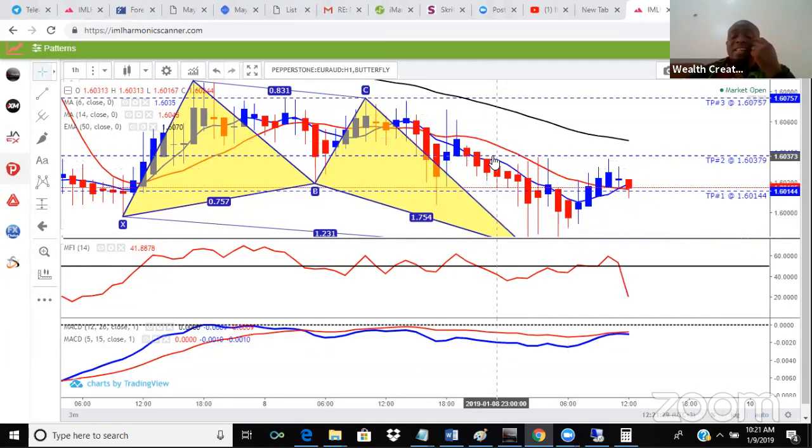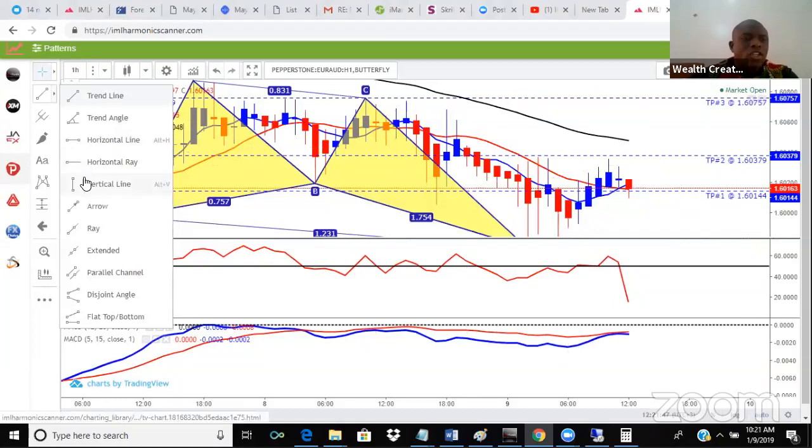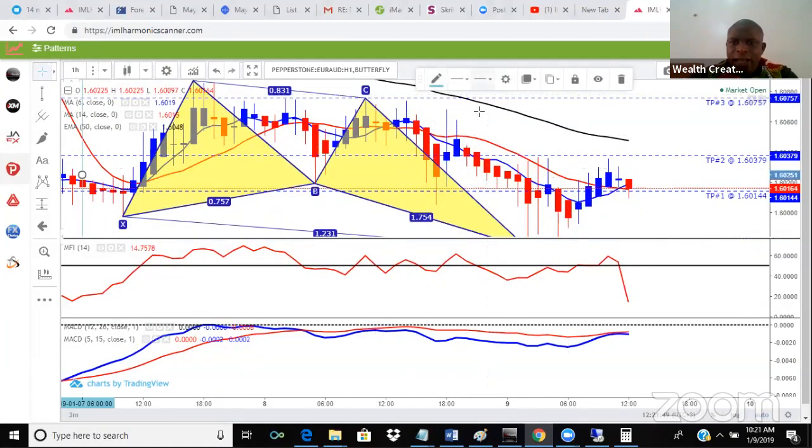I will never buy here. If you go and buy here, you are risking your market. You're risking your money. You want to move with the direction of the trend. So here we go. Number one condition is set.